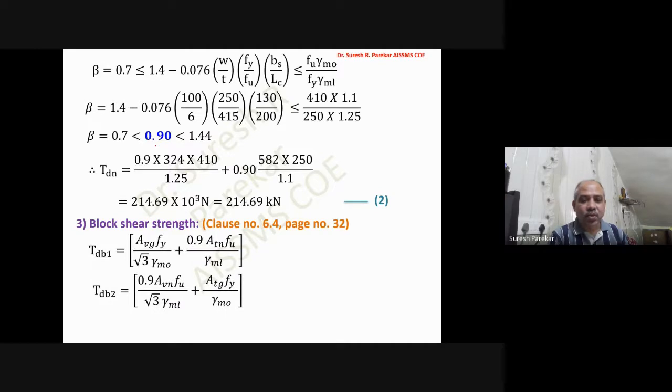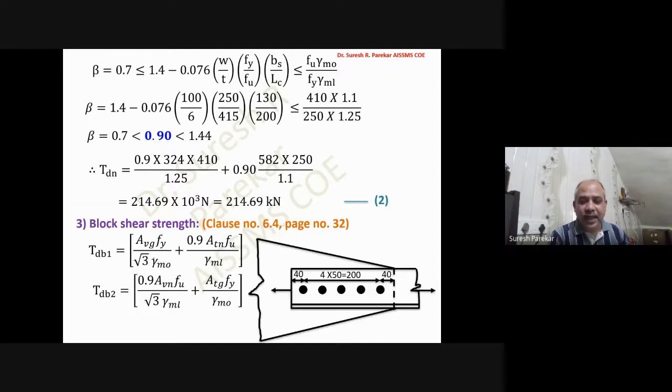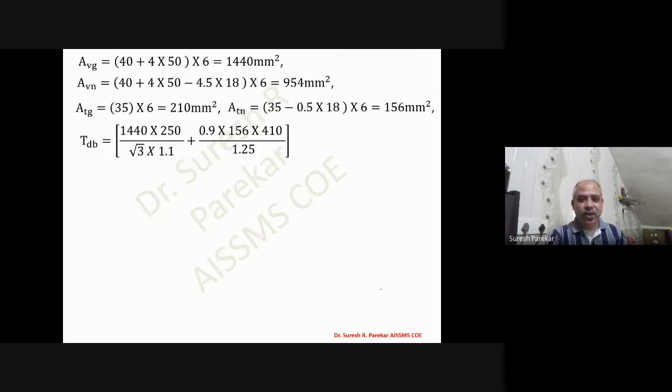Now if we go to the block shear strength also, those values are reduced because of this Atn and Atg. Now your Avg and Avn, if you see, are related to the distances along the stress line, and those are not going to be changed. But the values Atg and Atn are changed because this distance is going to be changed. These values are also going to be reduced.